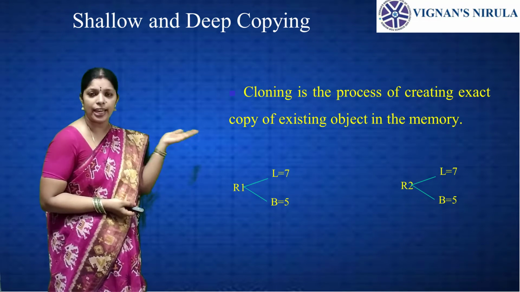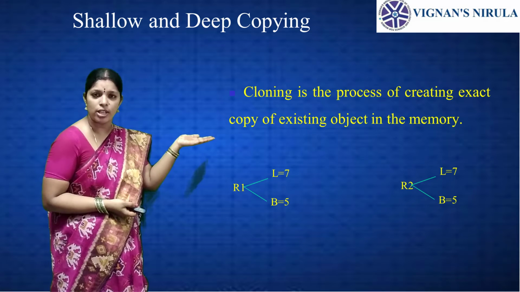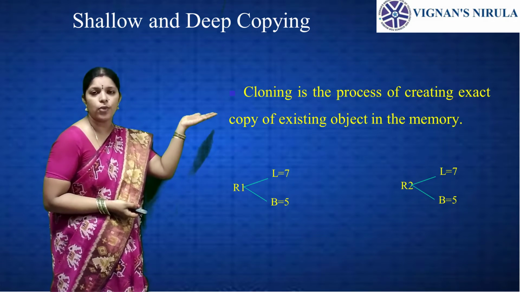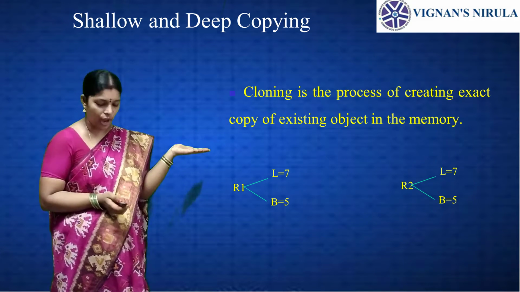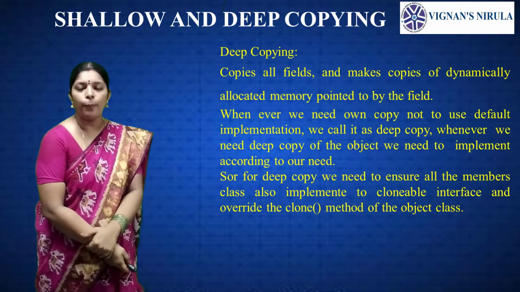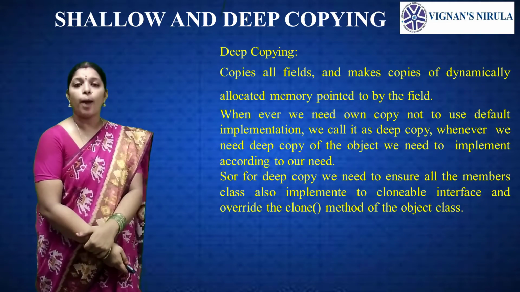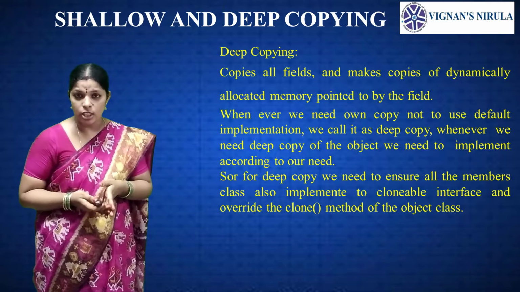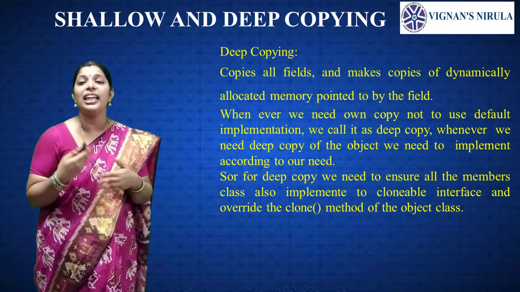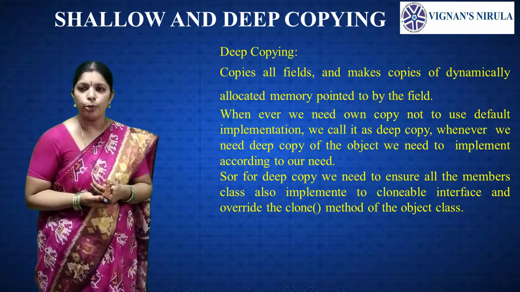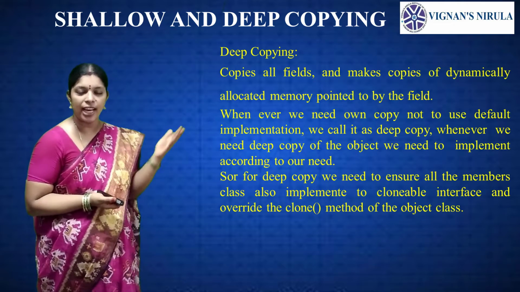Here we are creating the exact copy with the name R2, that equals to R2 having the L equals to 7 and the B equals to 5. Next, deep copying. What is meant by deep copying? It copies all fields and makes copies of dynamically allocated memory pointed to by the field. That is the deep copy.